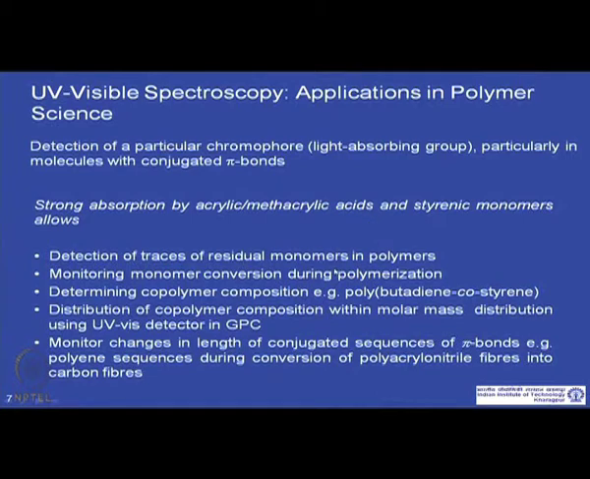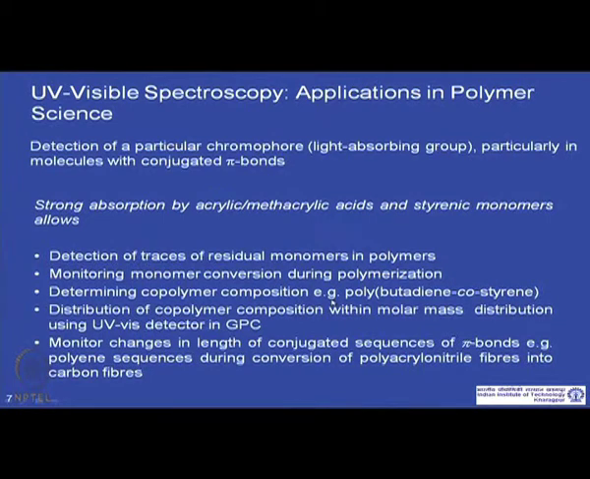If monomers are present, then it will give a strong UV visible absorption signal for those monomers, and obviously the UV visible absorption peaks for the monomers and the polymers will be different. So, we can follow the monomer peaks to find out the conversion during the polymerization.